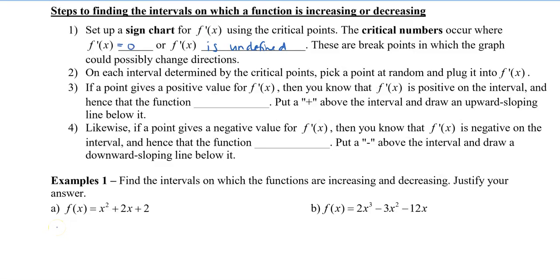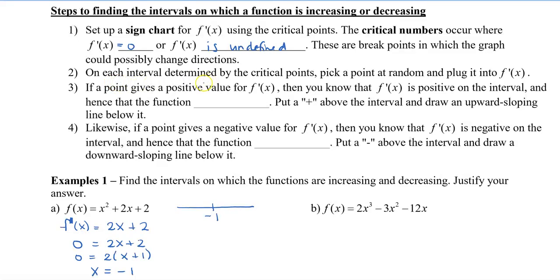So it says, use a sign chart for f prime. So first I need to find f prime of x. So that's going to be 2x plus 2. So we set this equal to 0, and I'm going to solve by factoring. So here x equals -1. So I set up my sign chart. I'm going to place -1. It's my only critical number on my sign chart.